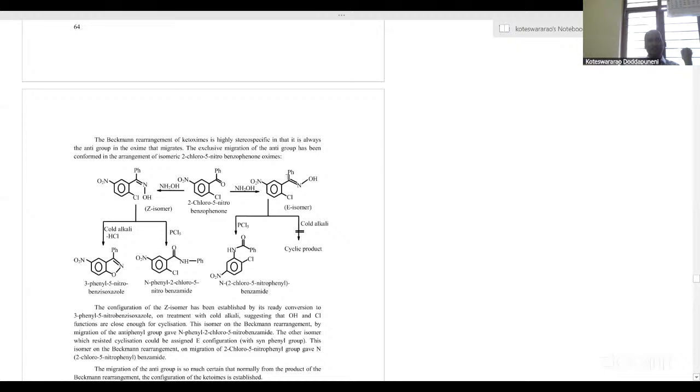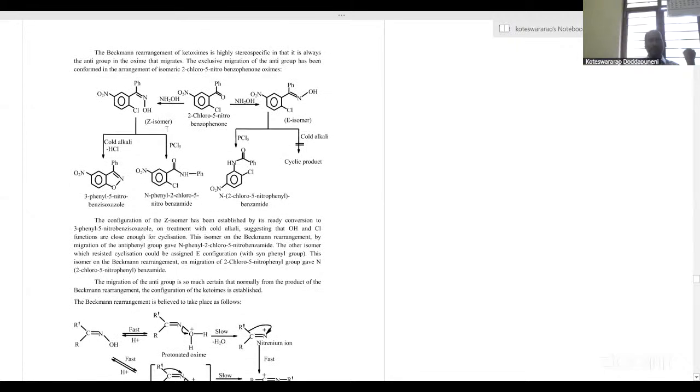If we take other products, the Beckmann rearrangement of ketoxime is highly specific in that it is always the anti-group in the oxime that migrates. The exclusive migration of the anti-group has been confirmed in the rearrangement of isomeric 2-chloro-5-nitro benzophenone oximes. Right, here is the Z isomer of the oxime, and this is the E isomer of oxime.